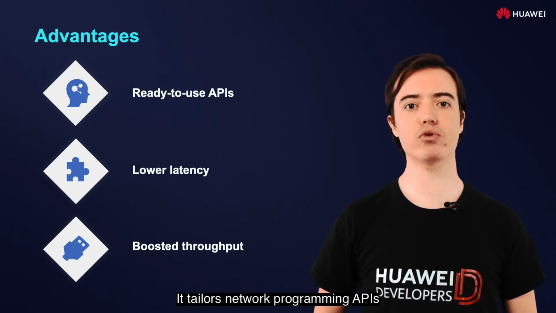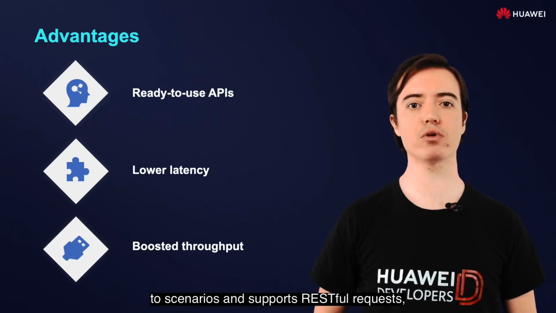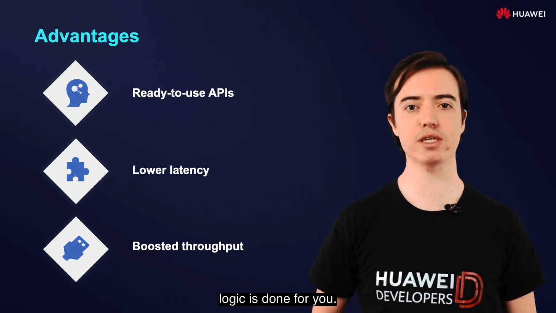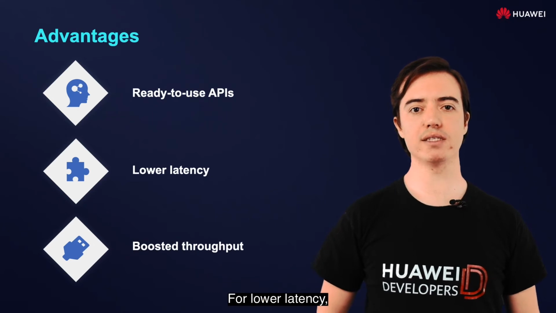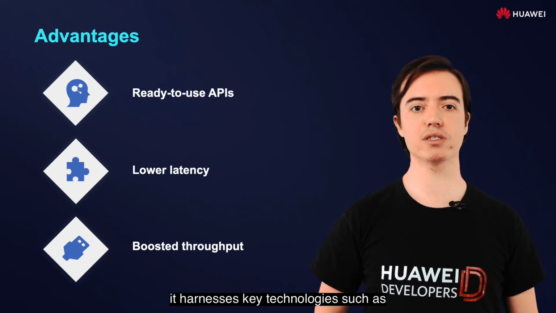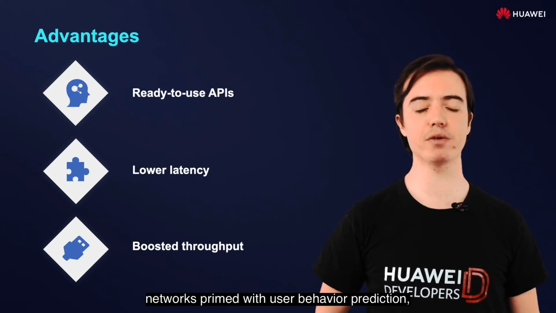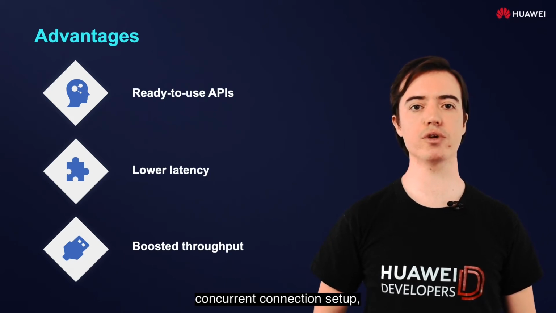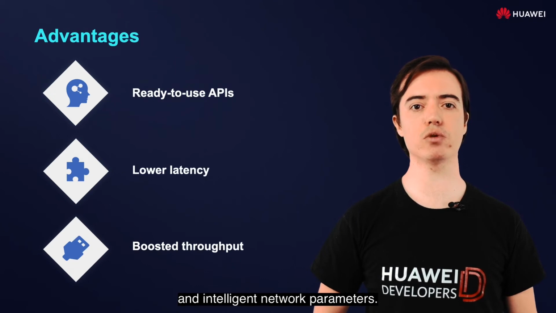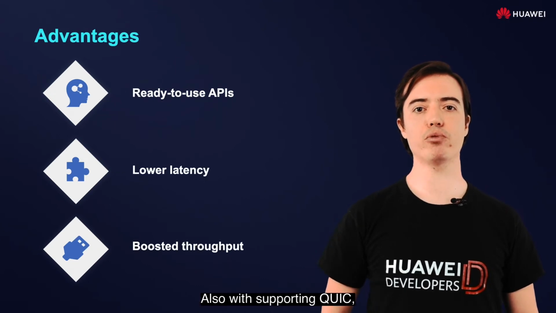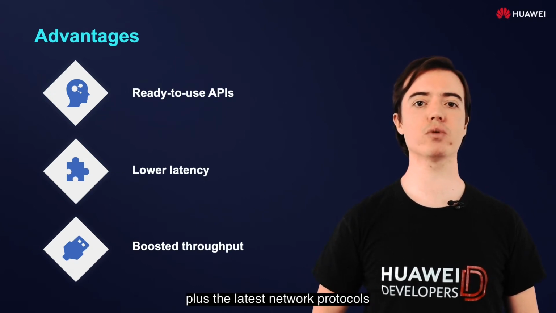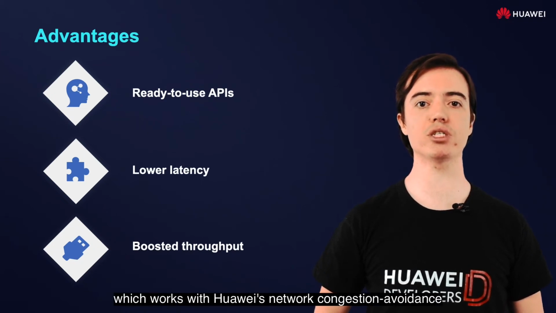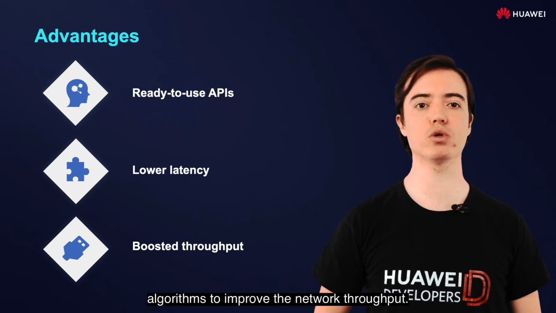Huawei Network Kit provides you with many advantages. It tailors network programming APIs to scenarios and supports RESTful requests, so everything apart from specific service logic is done for you. For lower latency, it harnesses key technologies such as networks primed with user behavior prediction, DNS cache, multi-protocol support, concurrent connection setup, and intelligent network parameters. Also with supporting QUIC, plus latest network protocols such as multipath TCP soon, which works with Huawei's network congestion avoidance algorithms to improve the network throughput.